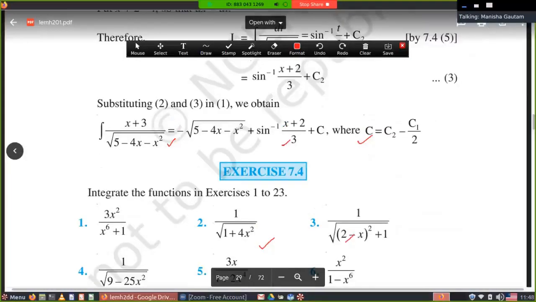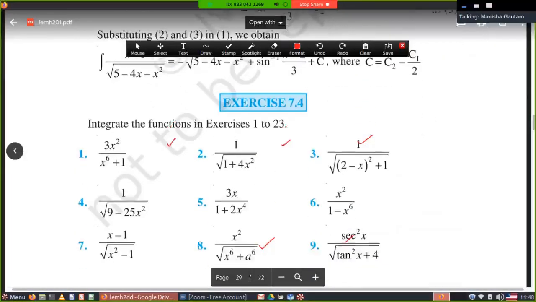Now here is exercise 7.4. All the questions of exercise 7.4 are easy ones. This is an exercise which is comparatively easier than the previous exercises. So you can do this exercise from here on. Try this exercise. Hope you will do it.